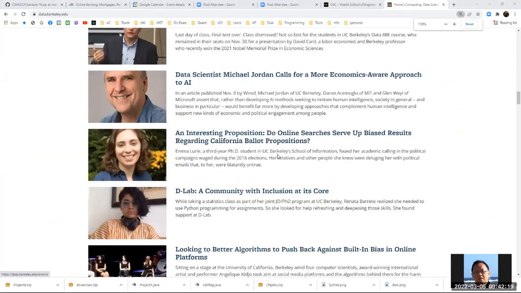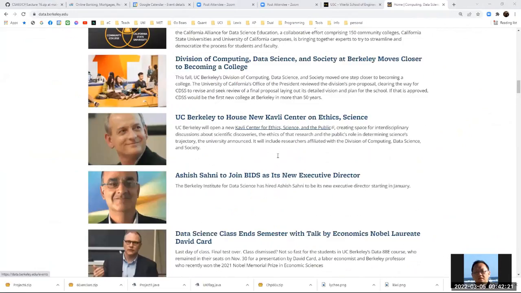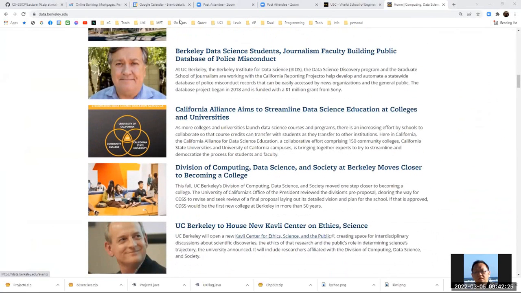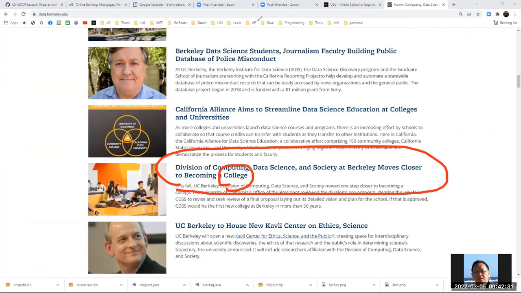Let me make it smaller. You will see that this division is moving closer to becoming a college. So Berkeley is trying to move in that way.